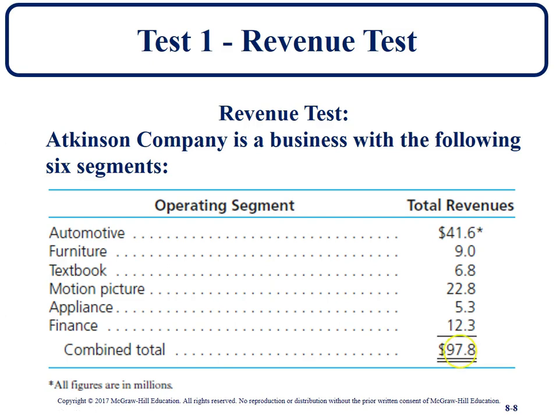And these numbers, as you can see by the little asterisk, are all in millions. So if the total is 97.8 million, 10% of that is 9.78 million. So we're looking for any segment whose revenues are greater than that. If we look at this, that would include automotive, motion picture, and finance. Those would be the 3 segments that would be reportable as a result of the revenue test.